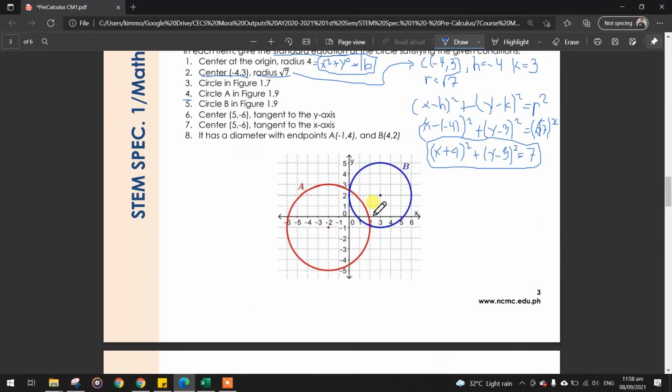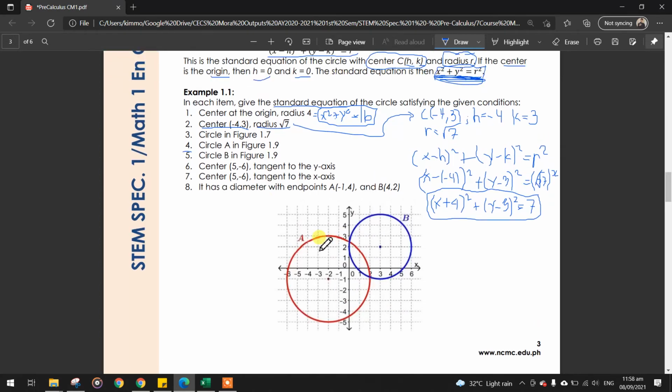Nawala lang niyang pangalan, pero this is figure 1.9. And circle A. So, circle A is the red circle, kaning dako dari. So, again, the same, we are asked to find the standard equation. And we should find first the center. So, the center of this circle is kaning na dot dari. So, unsay coordinates atong center, sir?